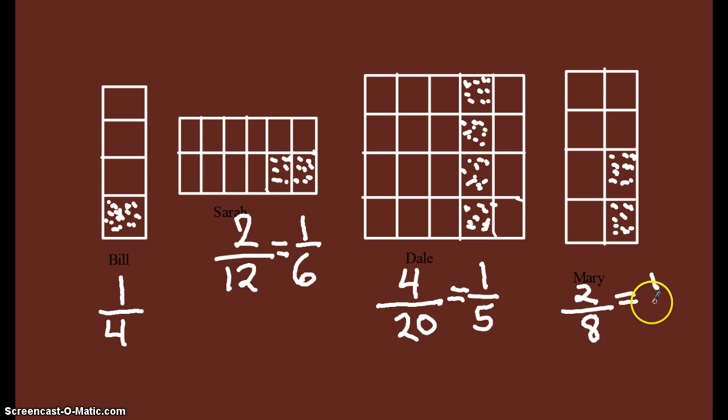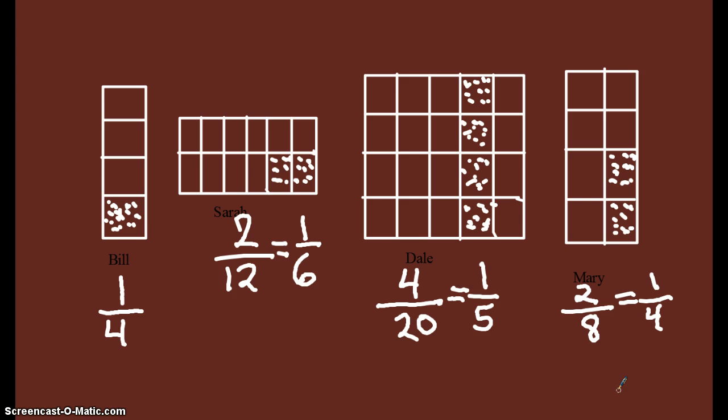And if I divide 8 by 2, that is going to give me 4. Now, one of the benefits of reducing these down is now I have unit fractions. I have 1/4 for Bill, 1/6 for Sarah, 1/5 for Dale, and 1/4 for Mary. Now when it comes to unit fractions, the larger the denominator, the smaller the value of the fraction. So it's easy to decide if Sarah is correct.